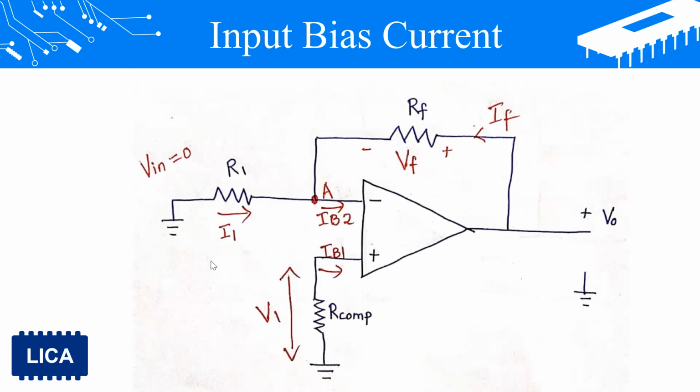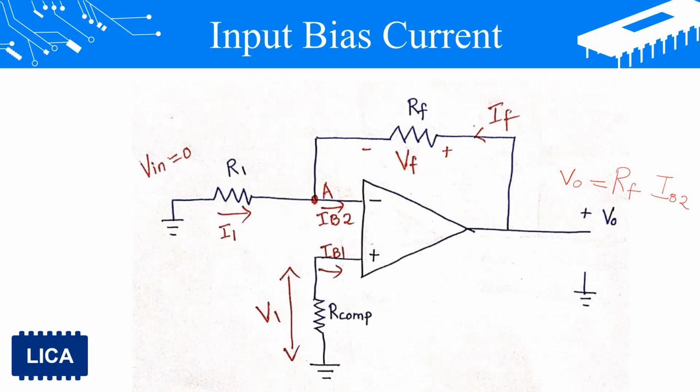Consider this diagram. Assume that Vin is zero. We expect the output voltage to be zero, but it is not so. A finite output voltage V naught will appear, which is given by V naught equal to RF into IB2.